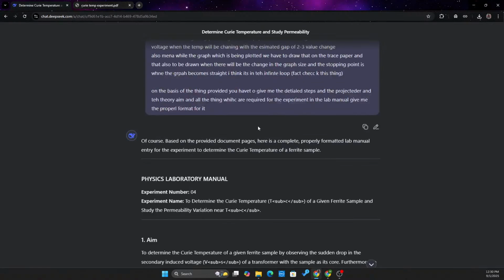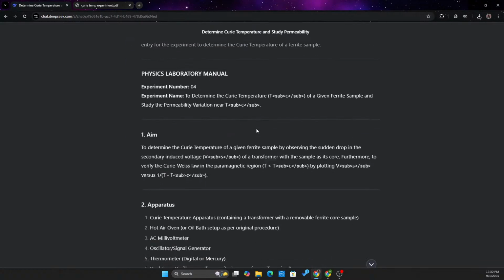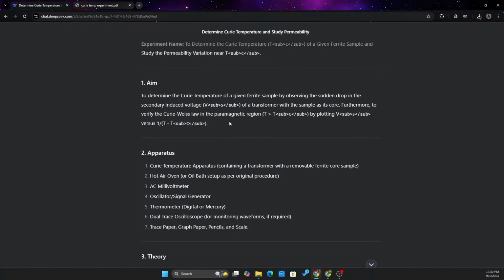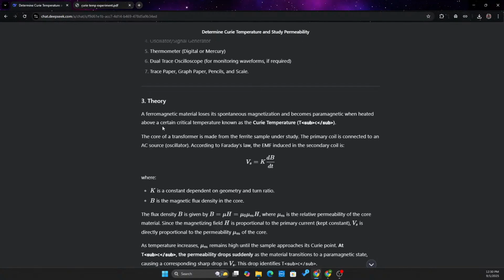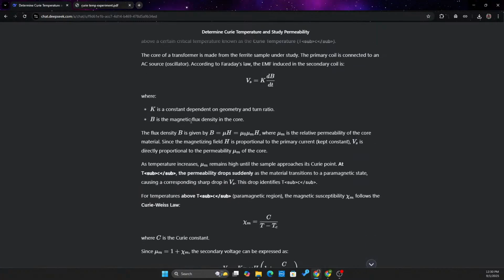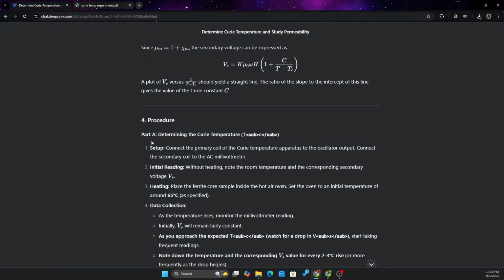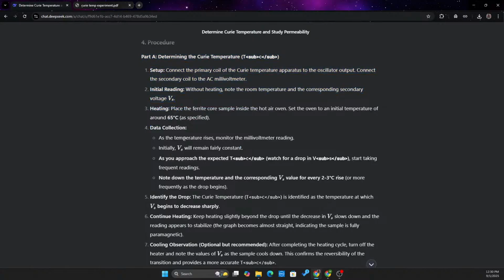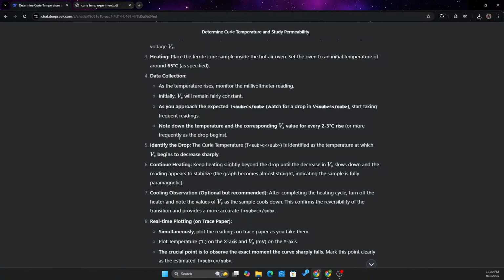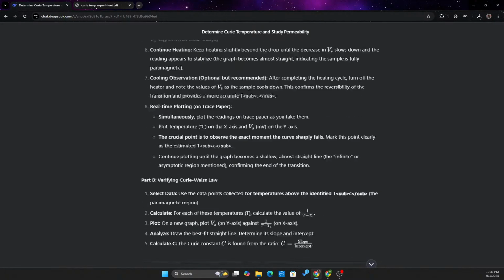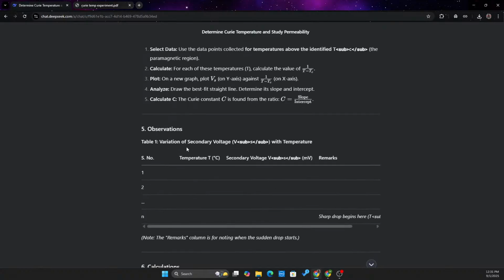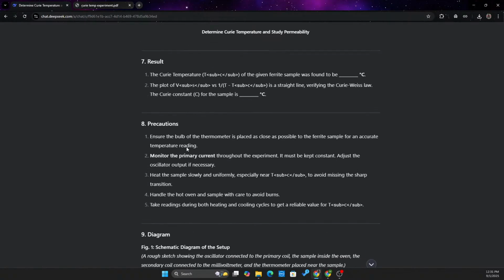I have used DeepSeek for it. Here is the lab manual showing all the details: its aim, apparatus required, theory, and so on. You can also read this theory from the experiment lab manual. I am not explaining the theory at this time. This is the process which you have to follow in order to successfully complete this experiment. So that's the experiment.